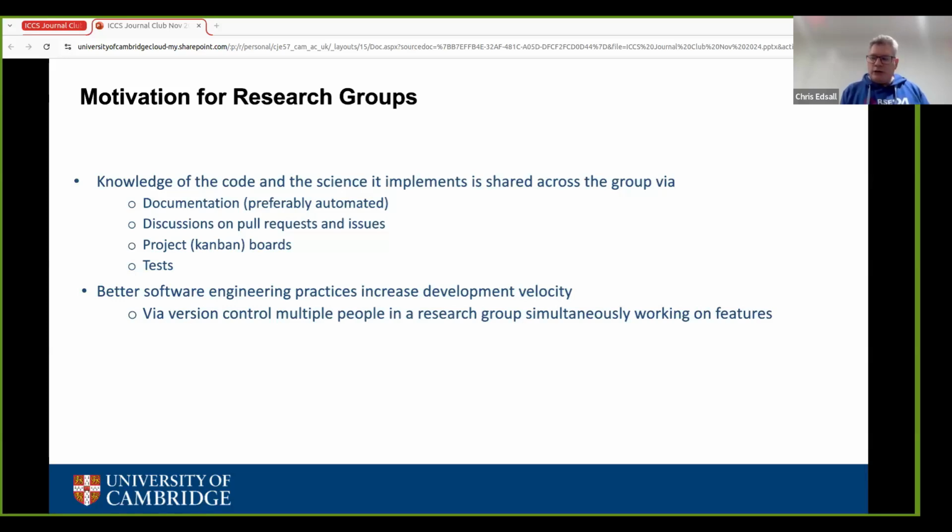And also, if you did it the classic old school way of everybody hacking on a software project on a network drive, and not using version control, then you'd be forever standing on each other's toes, wiping out each other's development work. So using version control systems like Git enables multiple people in the group to work on features simultaneously, which increases the velocity of development, the speed of development of the group.